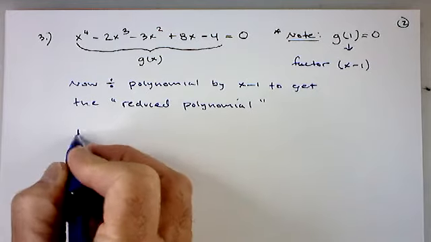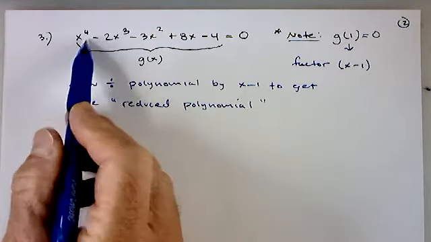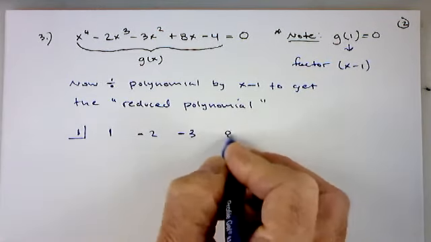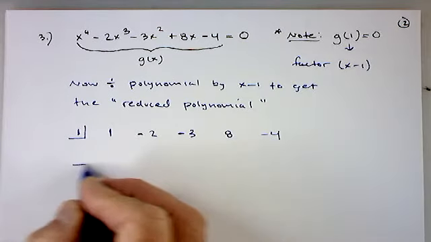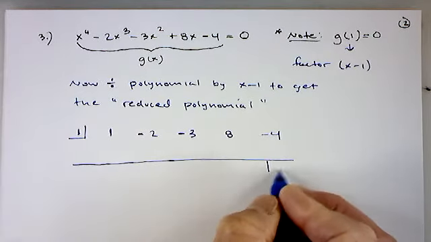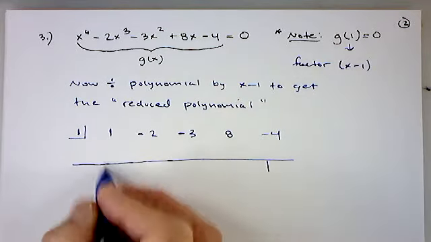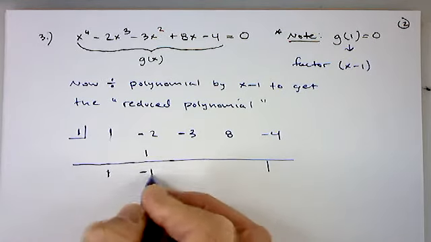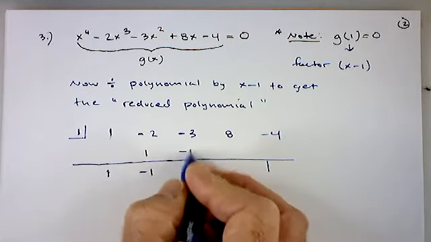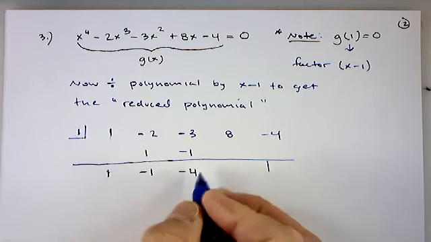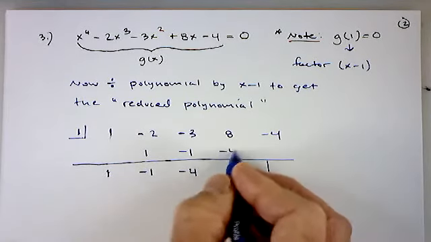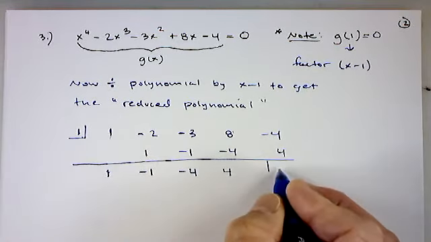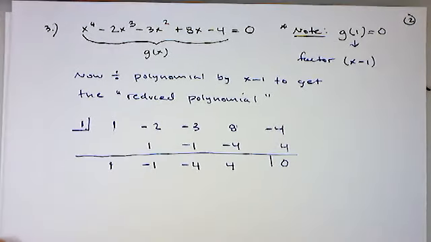So, and I might as well do synthetic division since it's fast and easy. So I'm going to divide 1 into 1 minus 2 minus 3, 8 minus 4. We better get 0 or they lied to us here, huh? So bring down the 1. 1 times 1 is 1. Negative 2 plus 1 is negative 1. 1 times negative 1 is negative 1. These add up to negative 4. 1 times negative 4 is negative 4. Those add up to positive 4. 1 times 4 gives me positive 4, which gives me a remainder of 0 as expected.